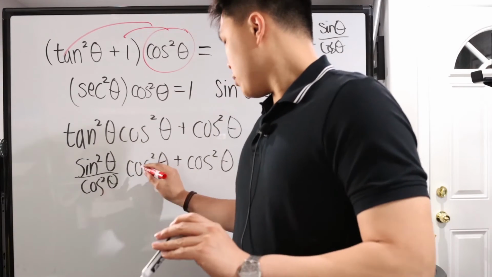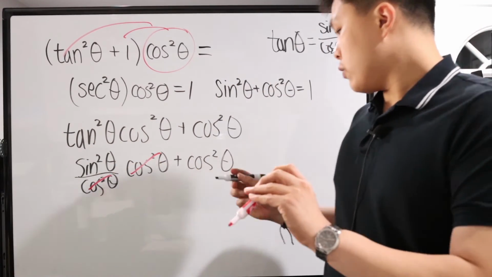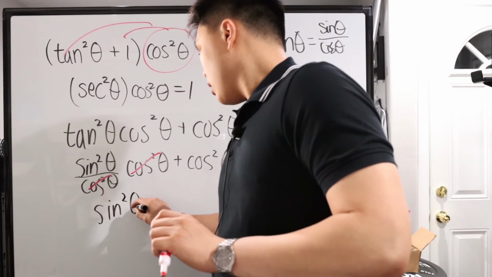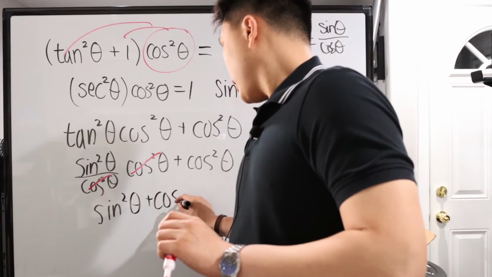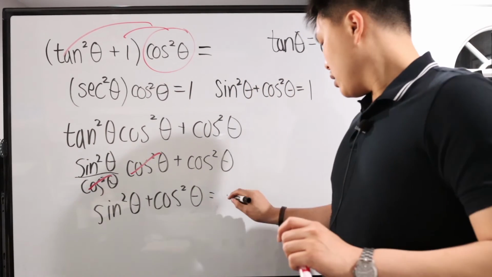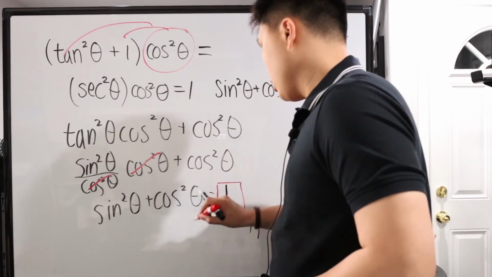Well, this one's at the bottom, this one's at the top. These guys will cancel. In this case, what you have left over is sine squared theta plus cosine squared theta, which equals, from this identity, 1. So your final answer in this problem is just 1.